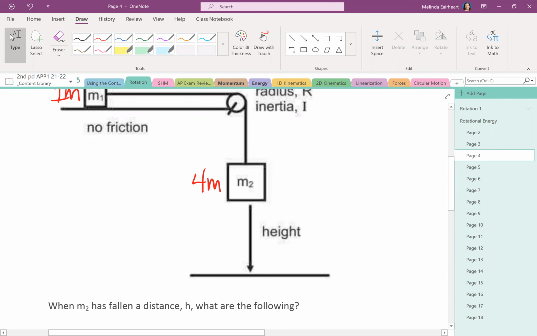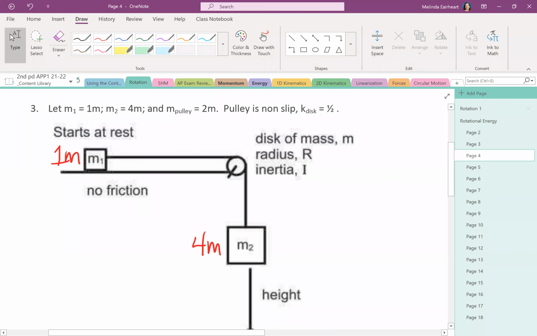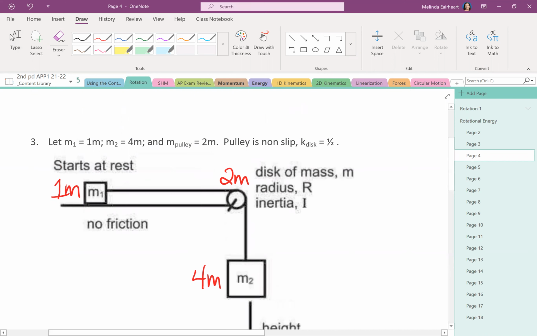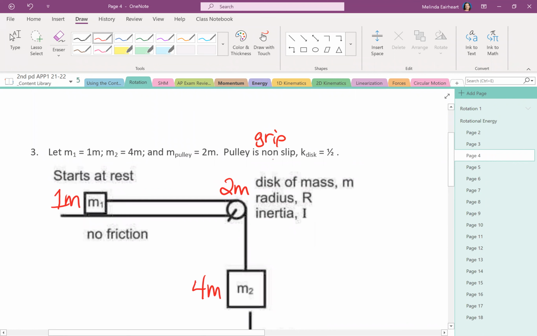Okay. And that pulley has a mass of 2M, and it's non-slip, which means it is going to have gripping friction. Okay, so we got the grip, and you see that phrase and you go, oh yeah, I remember v equals omega R, a equals alpha R, displacement equals angular displacement times R. Okay, non-slip, those scenarios, those are your key equations. And then they give us the shape constant. We'll keep it as a K for now, but later it'll be 1/2.